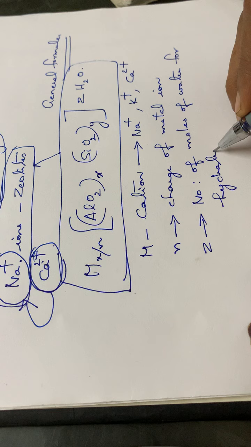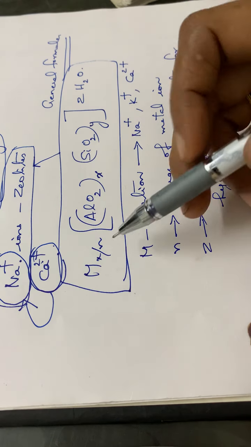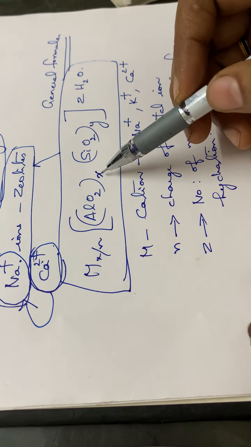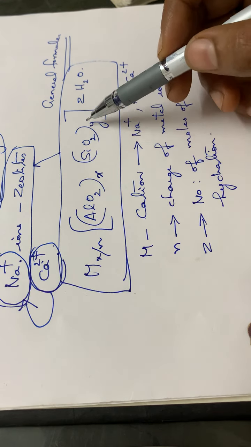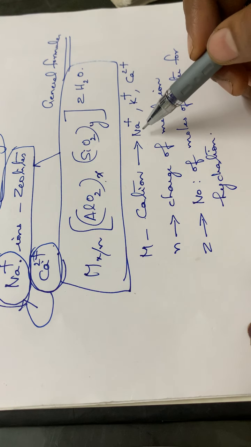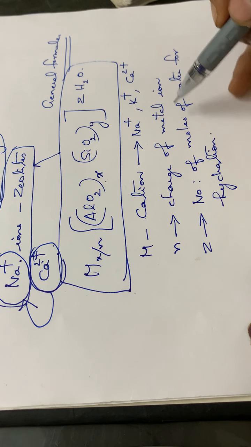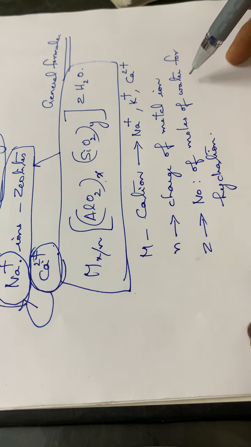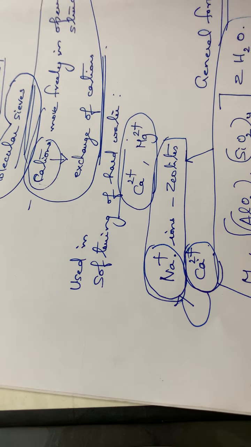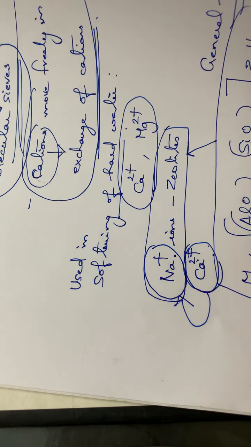So this is the general formula for zeolites: M x/n, (AlO2) x times, (SiO2) y times, ZH2O. Okay, have to remember like that. M represents the cation present, n is the charge of the metal ion, and Z is the number of moles of water for hydration. Okay, so the next topic we have to go through is silicones. It is very important and also very easy to study.